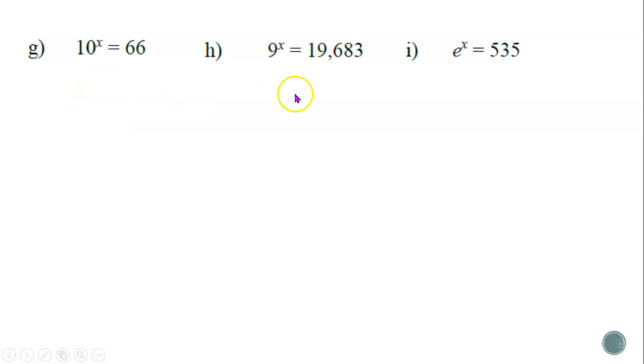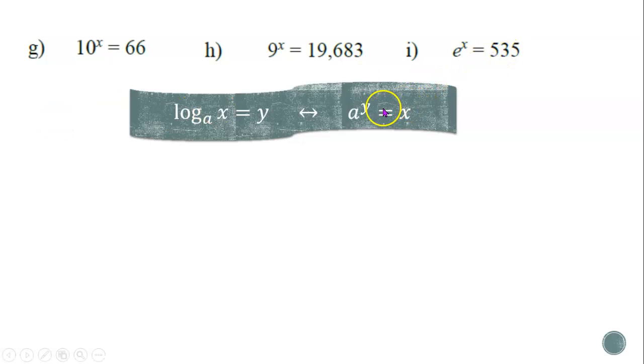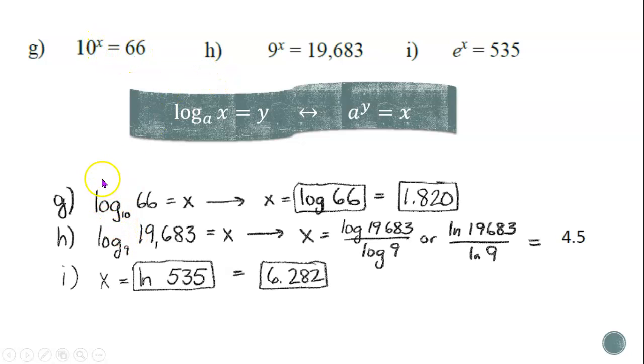The next 3 are in exponential form, but we might be able to figure out what x is better if we translate them into logarithmic form. So here we're going the other way, from exponential to logarithmic form. 10 to the x power equals 66 would mean log to the base 10 of 66 equals x. Well, log to the base 10 is just the common log, so your calculator can give you the log of 66. It's about 1.820.